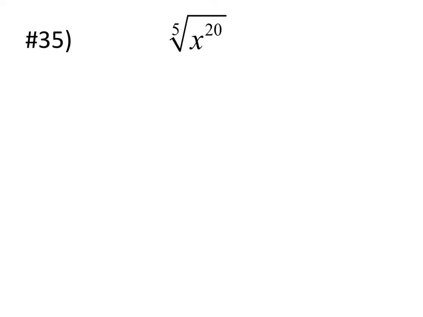Okay, so now we have an index of 5, and let's just clear up some vocabulary here. So this number here is your index. This number here is your radicand.